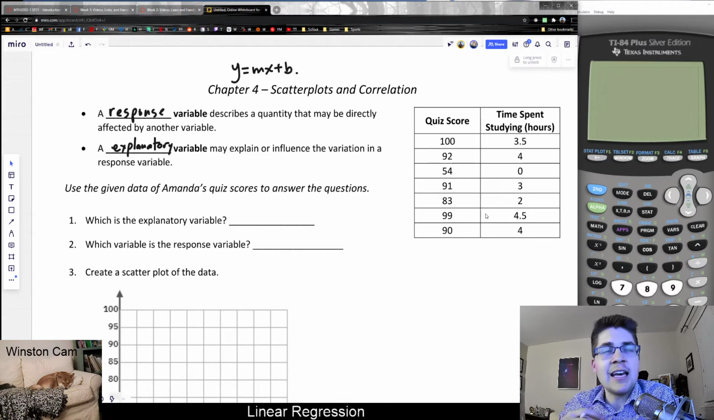X is like cause and effect. X is cause, Y is effect. So I would say that the explanatory variable here would be the time spent studying.